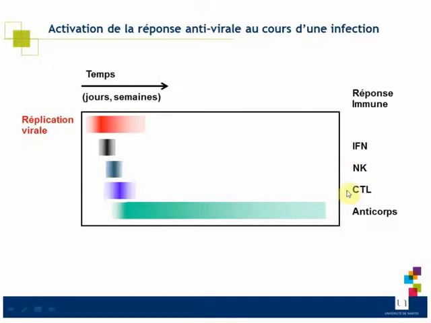And then slightly later, the adaptive immune response will kick in with first the appearance of CTL, cytotoxic T lymphocytes, and then seroconversion with the appearance of specific antibodies against the virus. Okay, so this interferon part and the NK part, that's the innate response. CTL and antibodies, they are parts of the adaptive response.